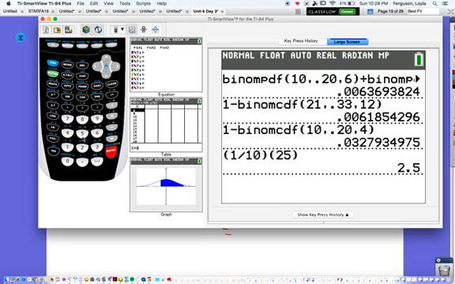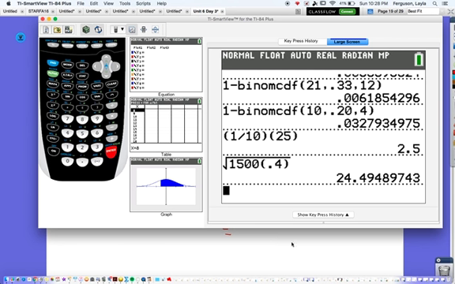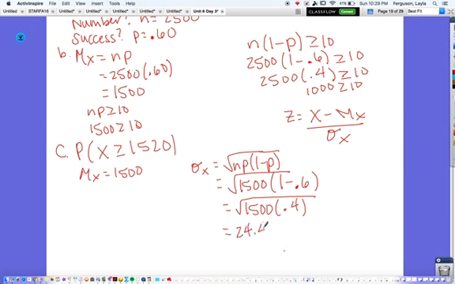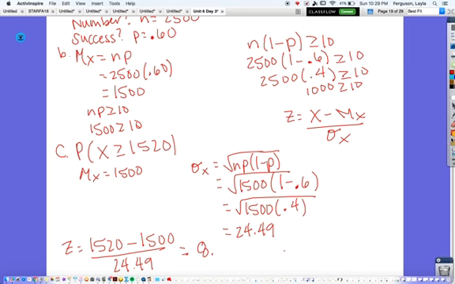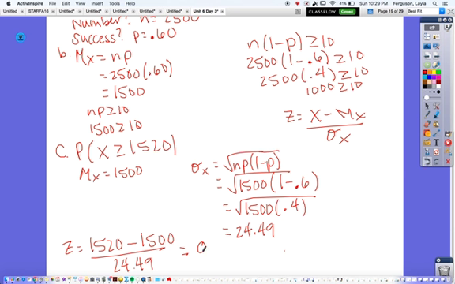So we're doing the square root of 1,500 times 0.4. And when we do that, we get 24.49. So we would find our z by saying our observation, which is 1520, minus 1,500, which is our mean, over our standard deviation, which is 24.49. Whenever we do that, we would find that our z-score is 0.82.